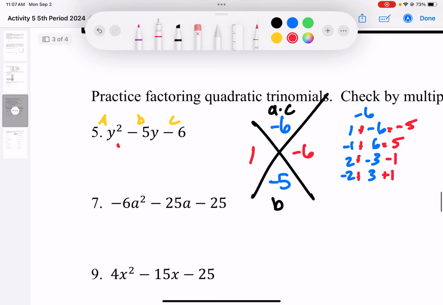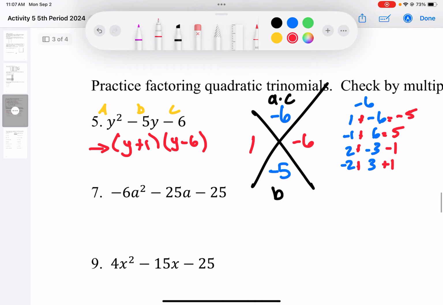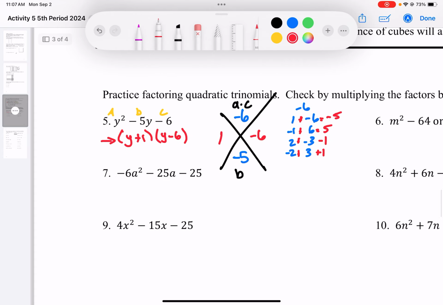Okay, when we get to this point, we're going to separate them. So y plus 1, and then in our other binomial, we're going to have y minus 6. And this one, we're done. When our a value, our first number, the coefficient of the squared term, is 1, there's no more steps. We're done. Where it gets a little bit different is where it's not 1.